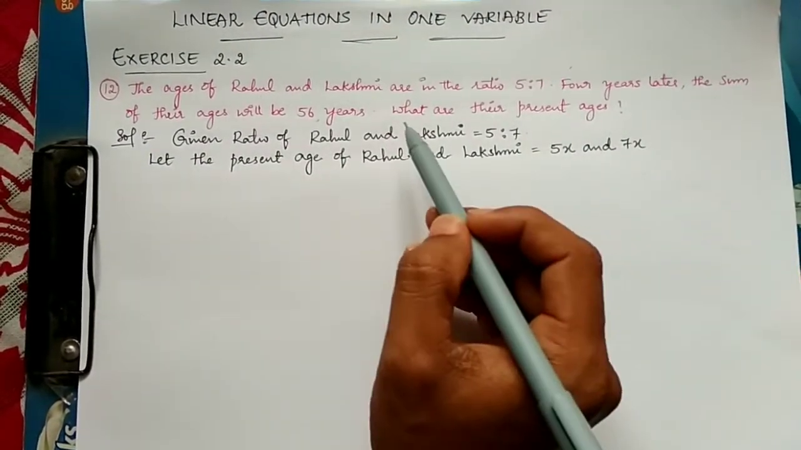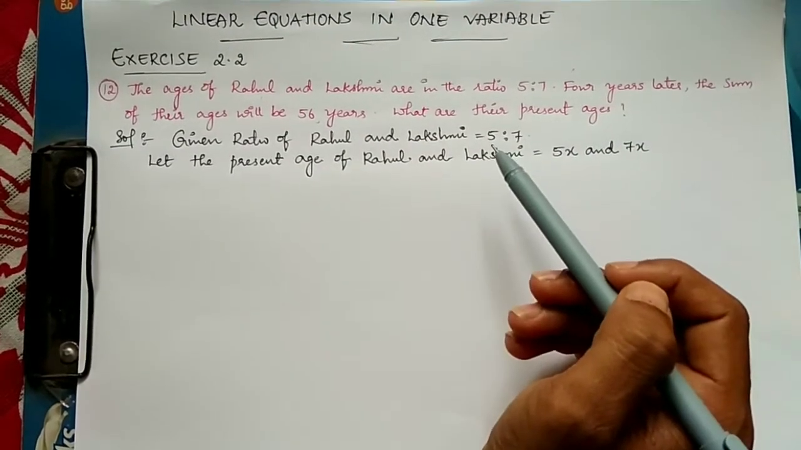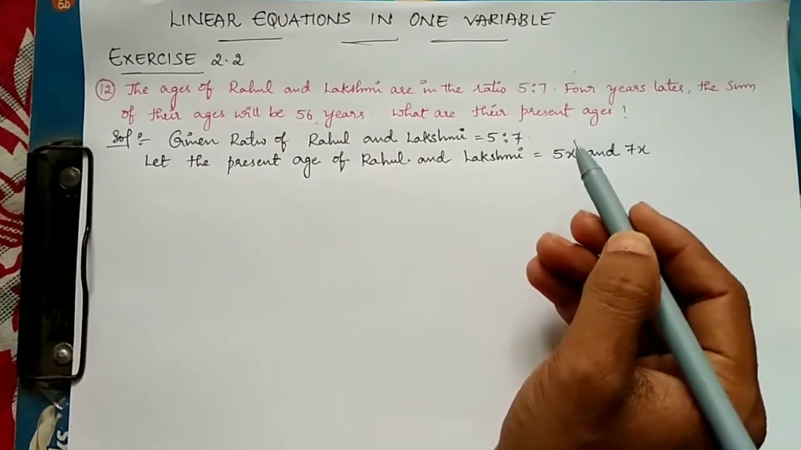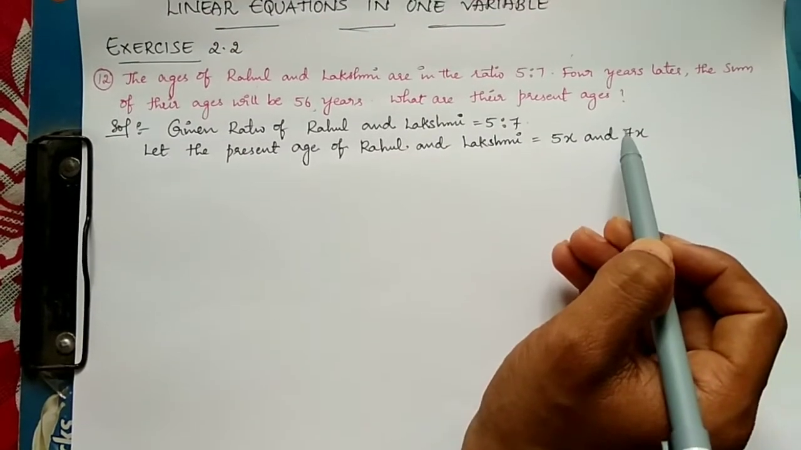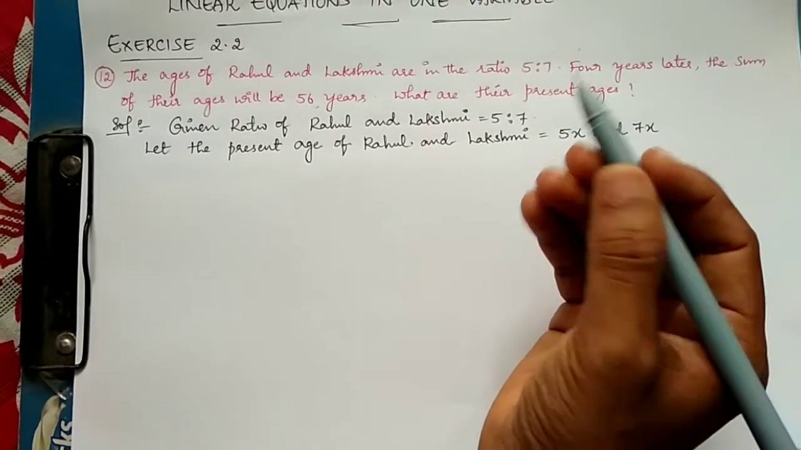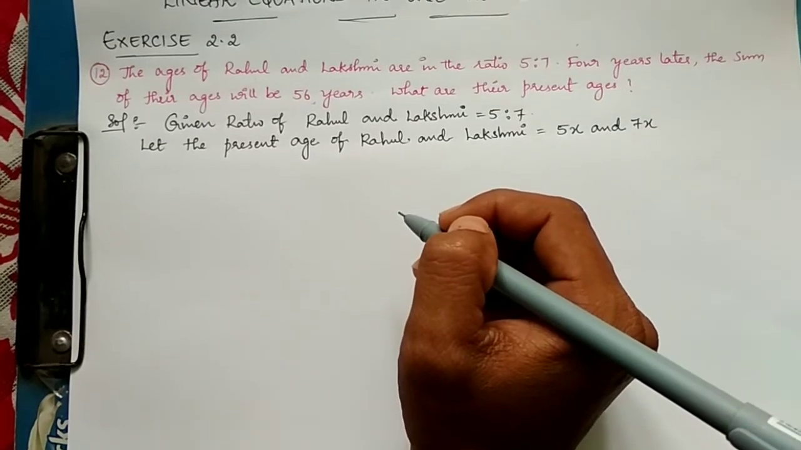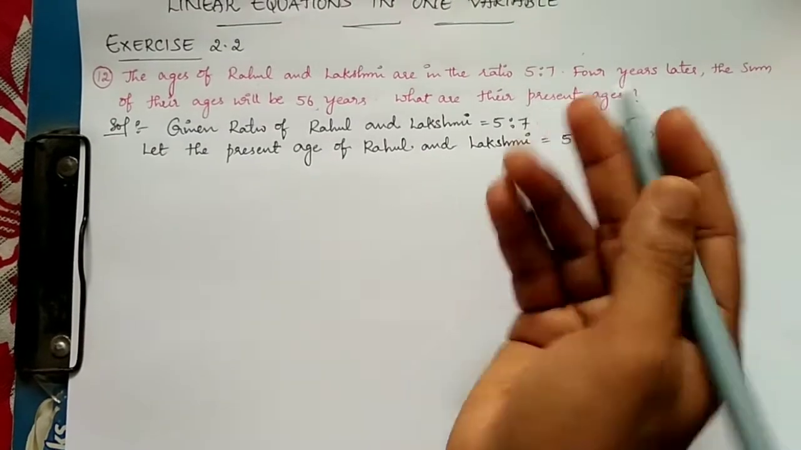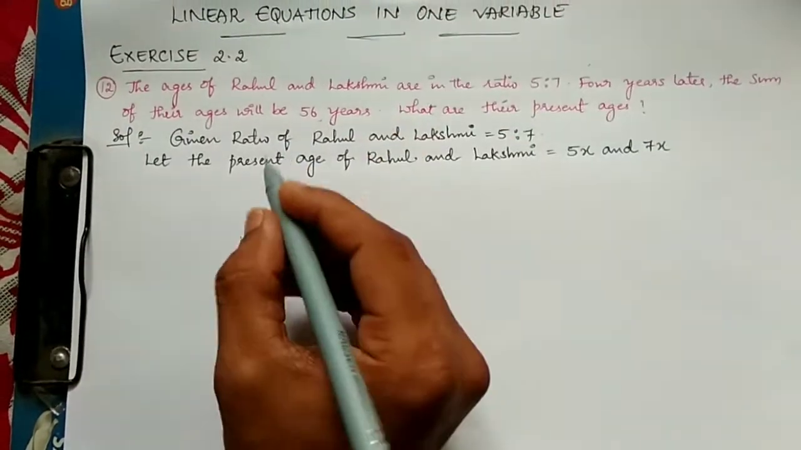So this is the first step, and the next one is 4 years later. 4 years later is nothing but after 4 years. So the present ages of Rahul and Lakshmi are 5x and 7x. So what will be their ages after 4 years? For example, if my age is 20, what will be my age after 4 years? It becomes 24. So that means we have to add 4 years to the present age.